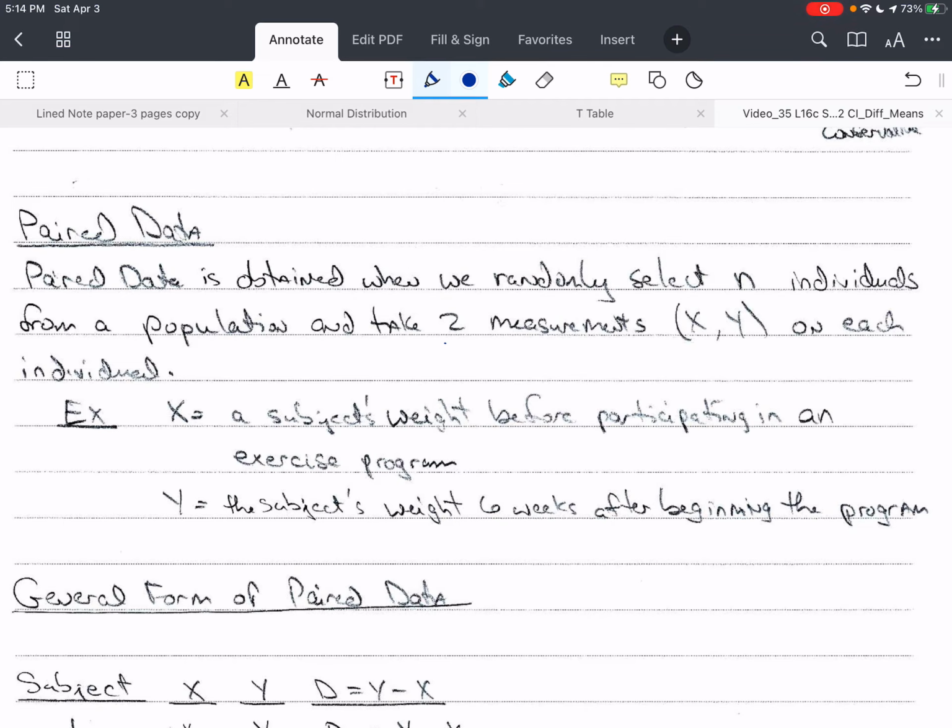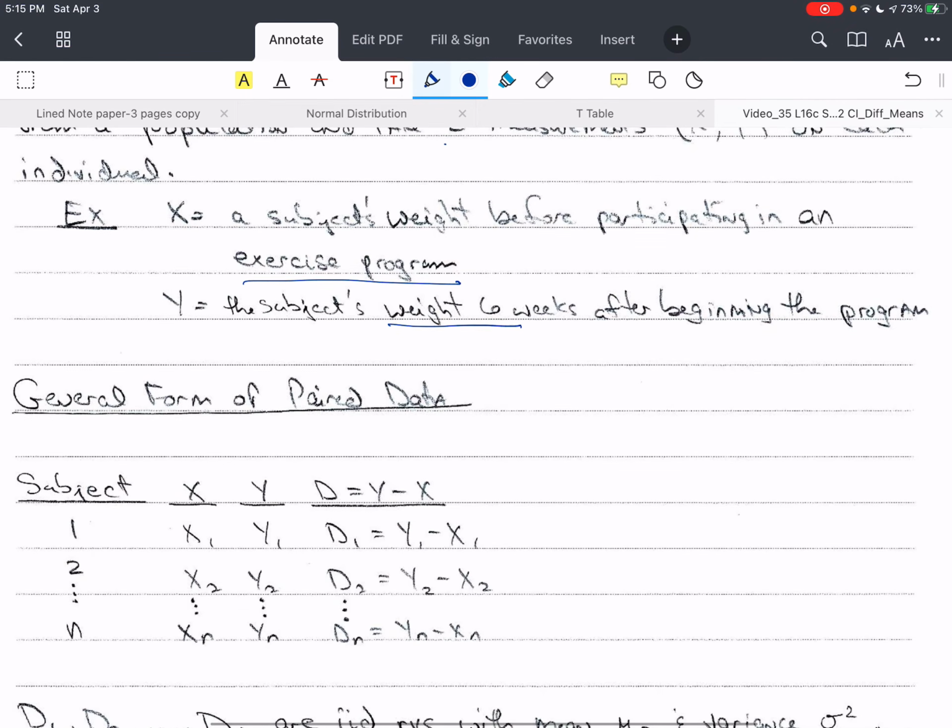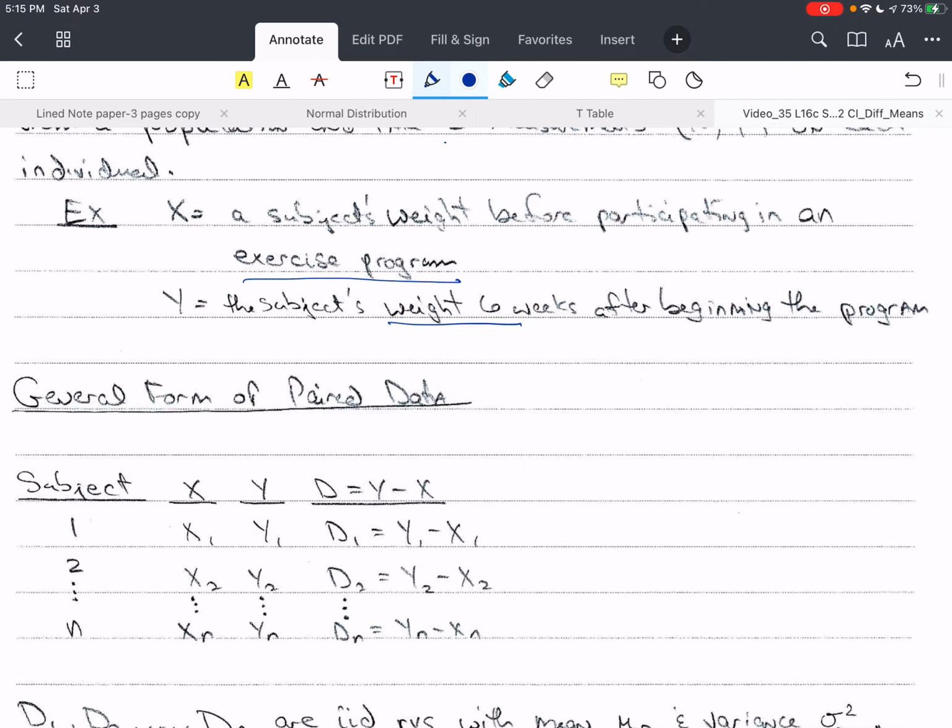So here's an example. Let's say that X is a subject's weight before participating in an exercise program, and Y is the subject's weight 6 weeks after beginning the program. So we need to know some notation and the general form of this paired data. You see that we have subject here. Then we have the X value, the Y value, and then D. D is equal to, in this case, Y minus X. You could have X minus Y. You just have to specify which you're going to do.